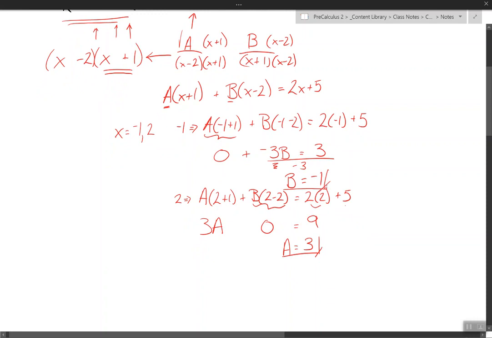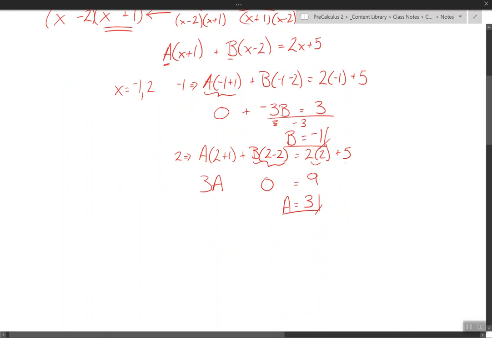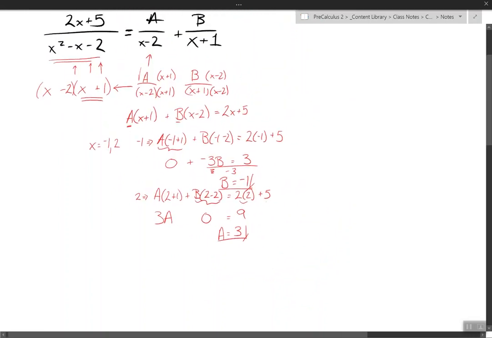So now we've got our two numerators to plug in for a and b. The important thing here is that we put a back over the fraction where it started, so a goes over the x minus 2, and b goes over the fraction it was on, so we have negative 1 over x plus 1.